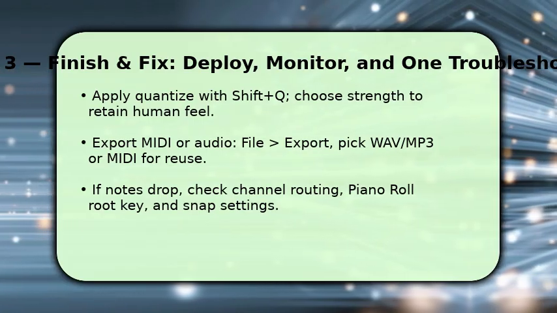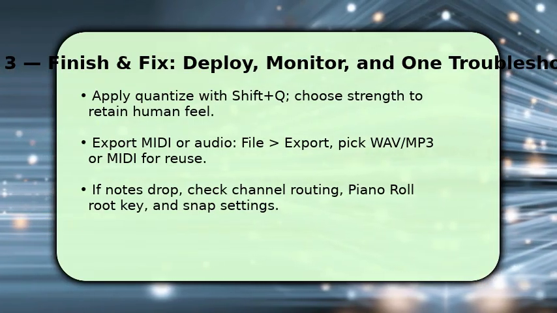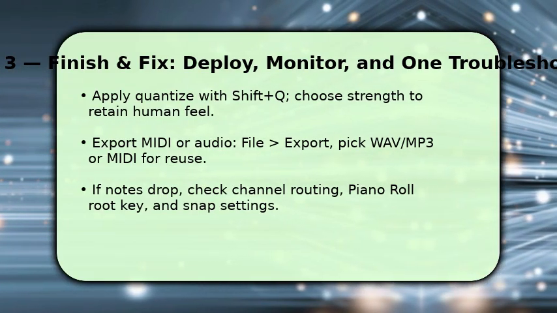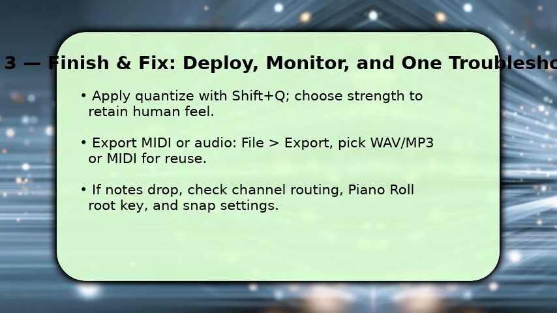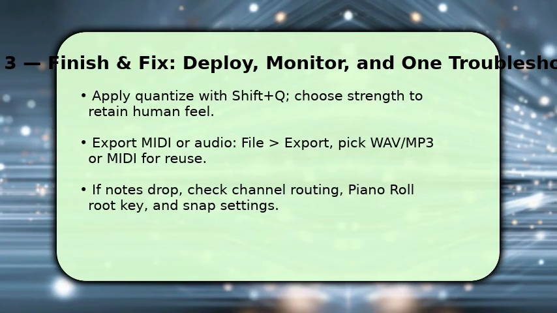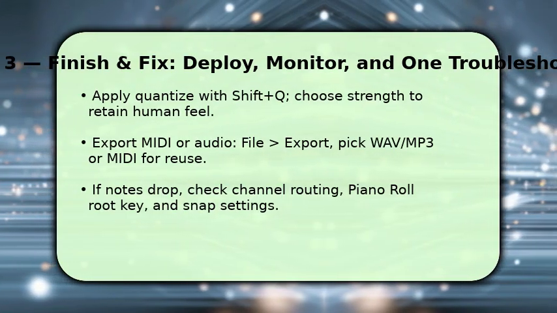Name tracks clearly. If notes disappear or sound wrong, check channel routing to the mixer, confirm the piano roll root key matches the instrument, and verify snap settings aren't deleting short notes. That troubleshooting tip fixes most playback problems quickly.